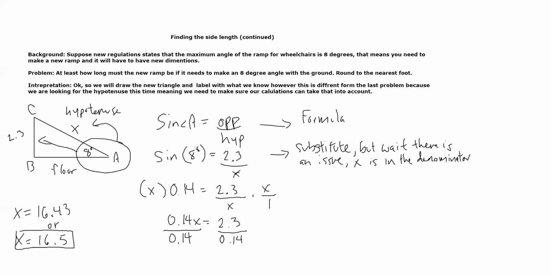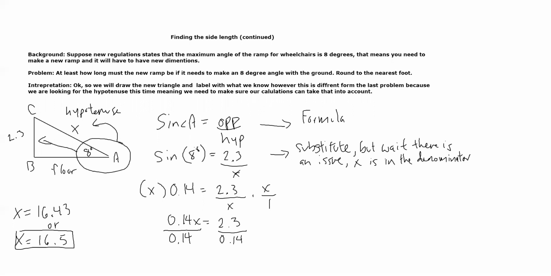However, this is different because we're looking for the hypotenuse this time. We want to know how long the ramp itself is going to be because we don't know how long it is. We just know how high it has to be, right? Okay, so we have it there. And we're going to approach this the same way that we approached the last one.